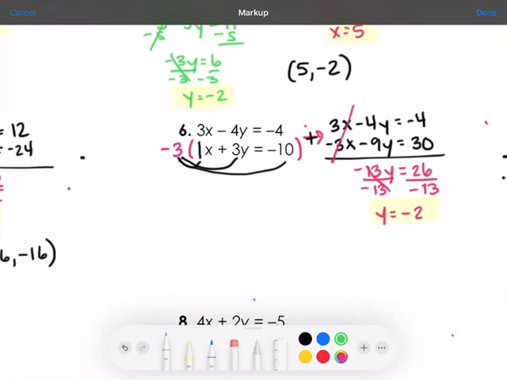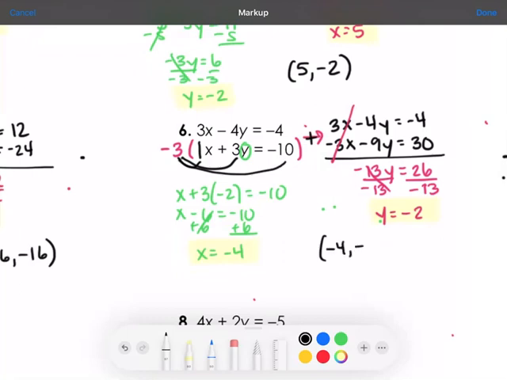All right, now I can just plug that value in to one of these equations. I'll go ahead and plug it in here. So I have x plus 3 times negative 2 equals negative 10. So x minus 6 equals negative 10. I'm going to add 6 to both sides, and I get x equals negative 4. I'm going to write this as a point, which would be negative 4 comma negative 2.